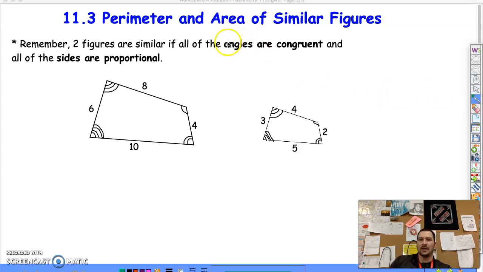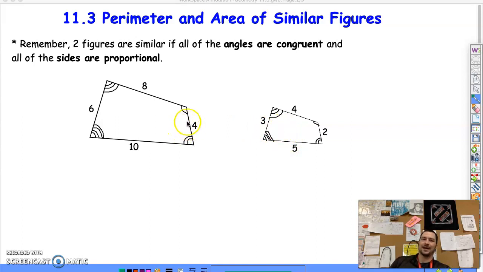But anyway, today we're going to talk about perimeter and area of similar figures. So similarity is something that we've talked about before. When two figures are similar, it means all the angles are congruent and all the sides are proportional. For example, these two figures here are similar because you see the angles all match up.